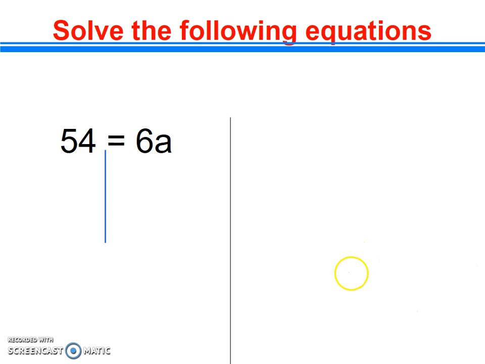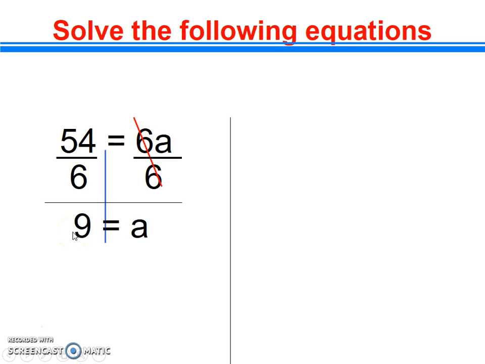Okay, hopefully you said that we're going to divide both sides by 6. When we do that, it's going to cancel out over here on the right, leaving me with just a. And on the left side, 54 divided by 6 is equal to 9. So 9 is equal to a. All right, and one more here.